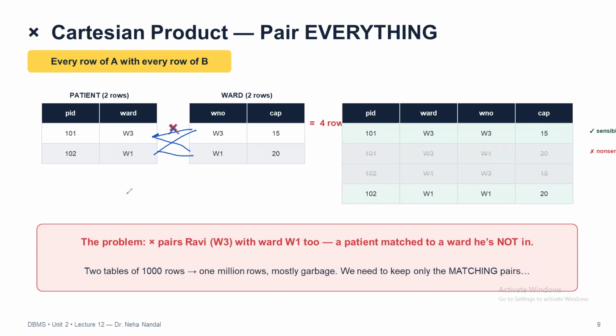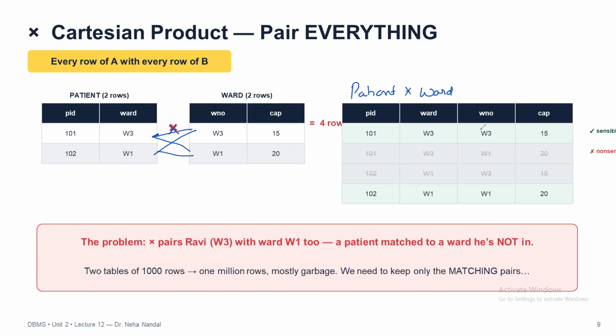Representation is multiplication. So here this will be patient Cartesian product ward. We are pairing up the first patient table with the ward table. What will happen? It will first take 101 W3 with the first row of the second table, W3 15. Then 101 W3 with the second row, W1 20. Then 102 W1 with W3 15. Then 102 W1 with W1 20.